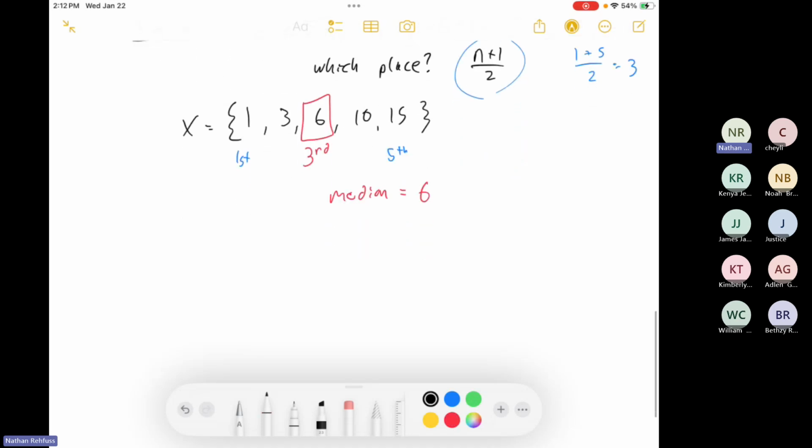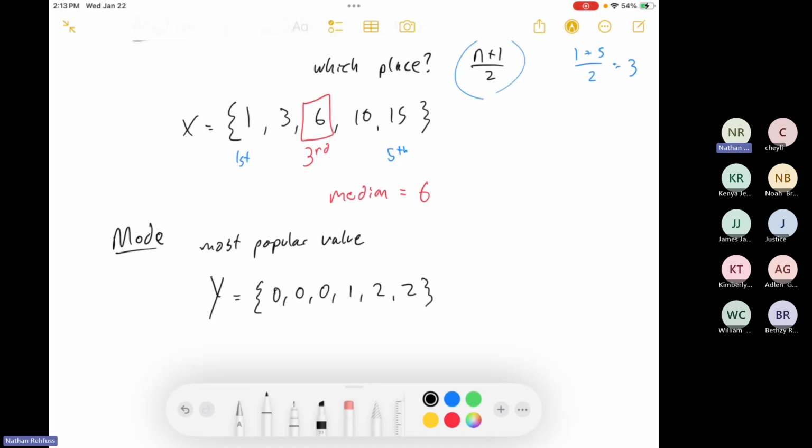One more. This one's a not so exciting measure. It doesn't capture as much information as the other 2. The mode is the most popular value. So if my data set Y, let's say I asked everyone, how many cats do you have at home? And they said this. I asked 6 people, 3 people had no cats, and so in this data set, the mode is 0. That was the most popular answer. Most people had no cats at home.